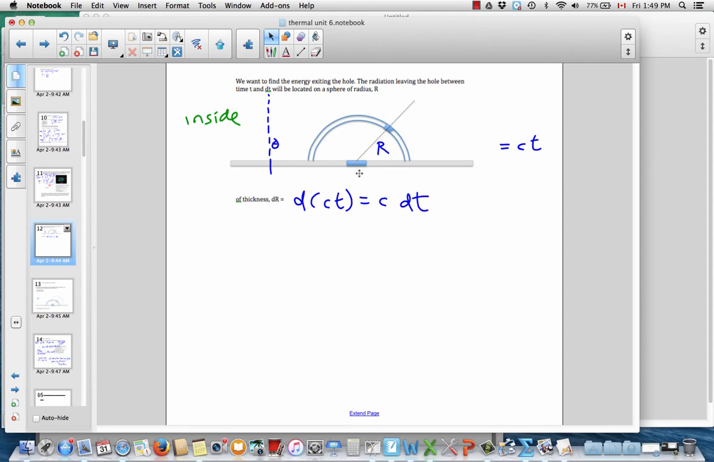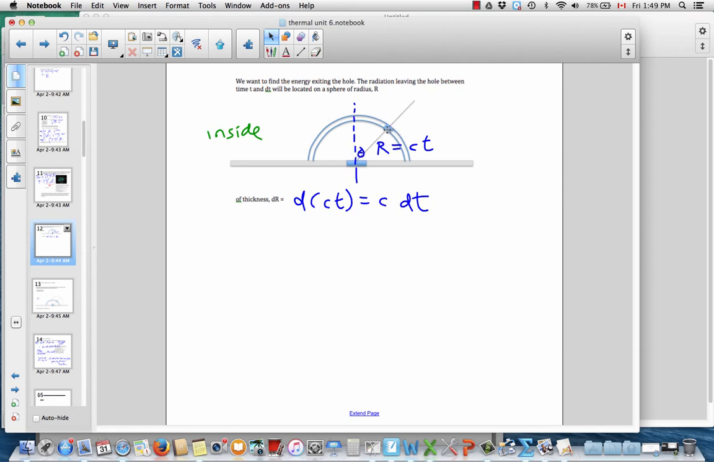So here's a little hole then in our cavity, and this is the inside of the oven. We're going to consider all the radiation here that's about to leave our cavity in the time t. Now that radiation will be a distance capital R away, where that's just speed times time, and it's electromagnetic radiation, so it travels at the speed of light. And then let's consider the radiation bit here coming from an angle theta.